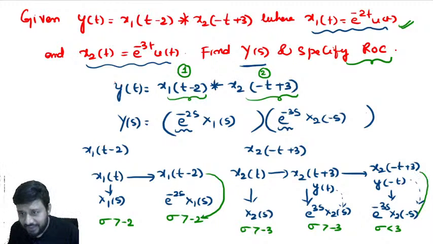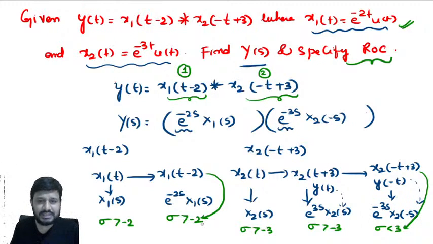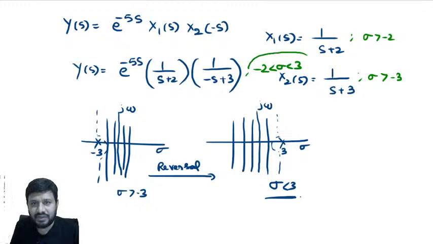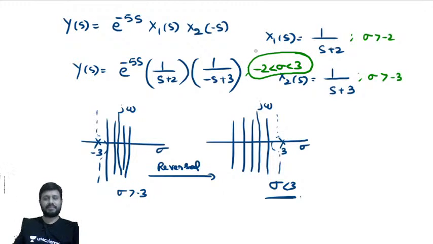and I got the ROC for x2 of minus t plus 3 also. Now as convolution is done, I must consider the common ROC between sigma greater than minus 2 and sigma less than 3. Sigma greater than minus 2, sigma less than 3 means minus 2 less than sigma less than 3. This is the final ROC.